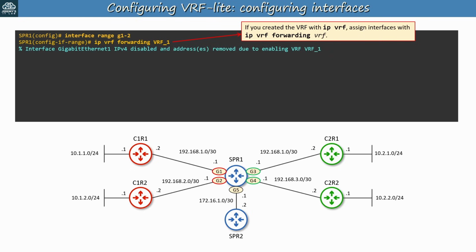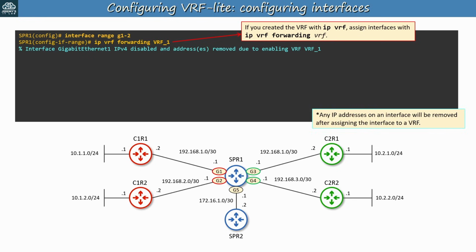Notice this message that appears. Interface GigabitEthernet1, IPv4 disabled, and addresses removed due to enabling VRF vrf1. Any IP addresses on an interface will be removed after assigning the interface to a VRF. I configured 192.168.1.1/30 on G1 before, but this means I'll have to reconfigure it. So I've assigned G1 and G2 to VRF1.